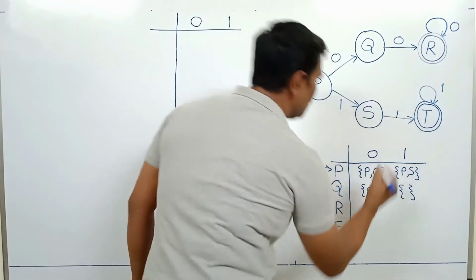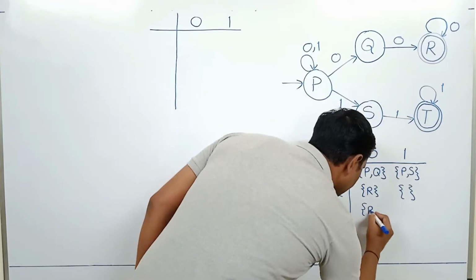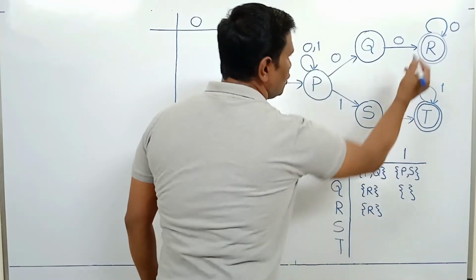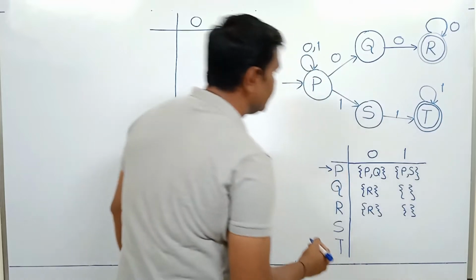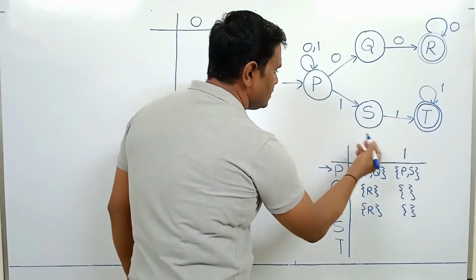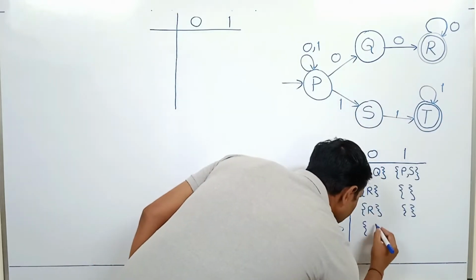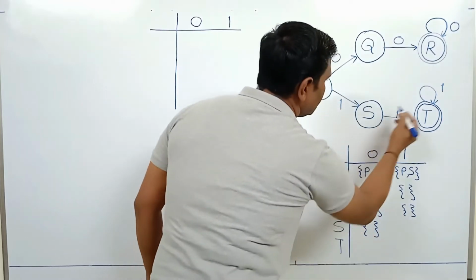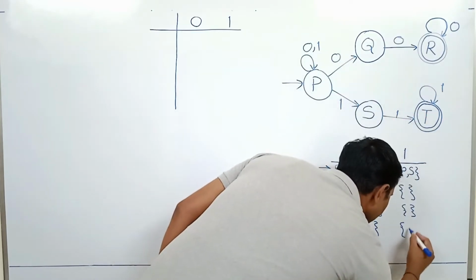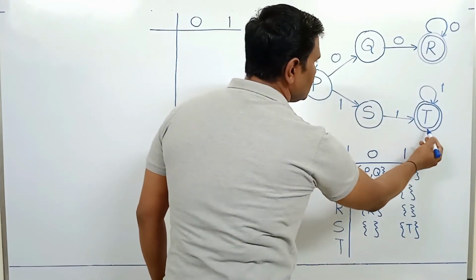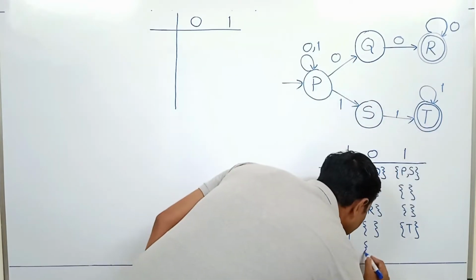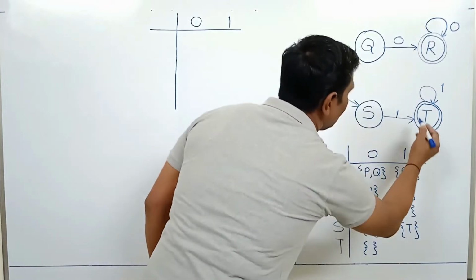R on 0 goes to R. R on 1, there is no transition, we write empty set. S on 0, there is no transition. S on 1 goes to T. T on 0, there is no transition. T on 1 goes to T.